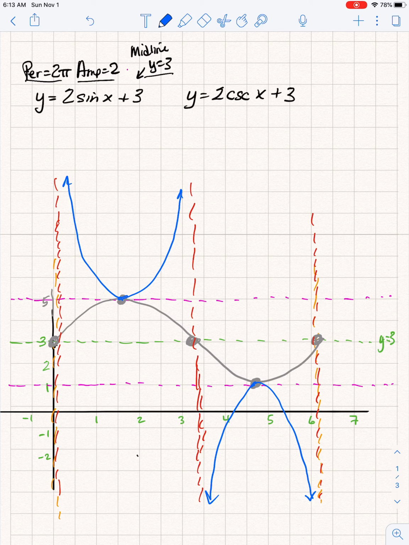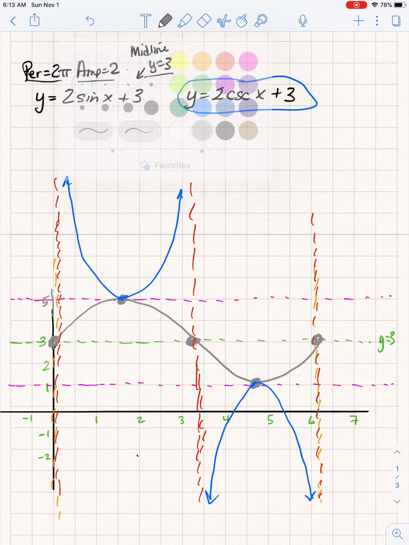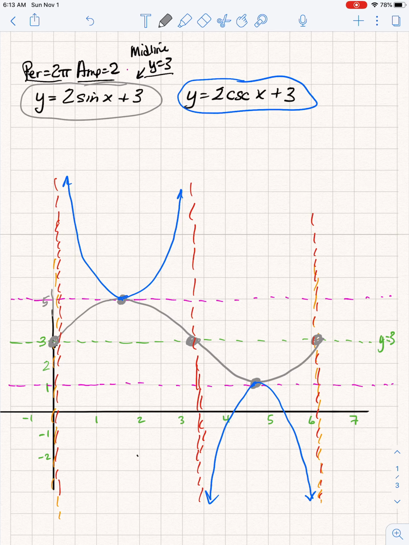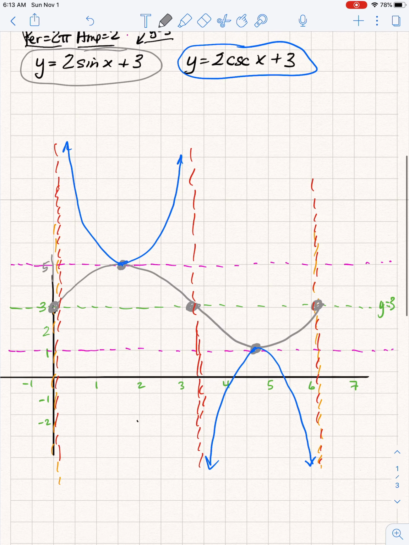So I'm saying the non-zeros are where you're going to build your cosecant graph. This one is the graph in blue. The basic sine graph that we shifted is the one in gray. Hope that's helpful, and hope you have some success practicing your sine graphs to go along with your cosecant graphs. Good luck.